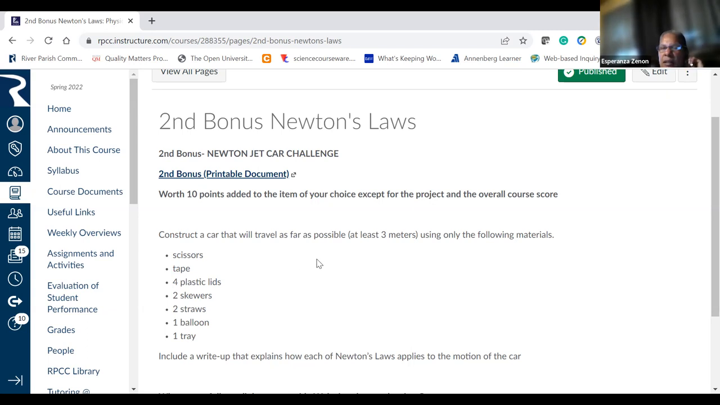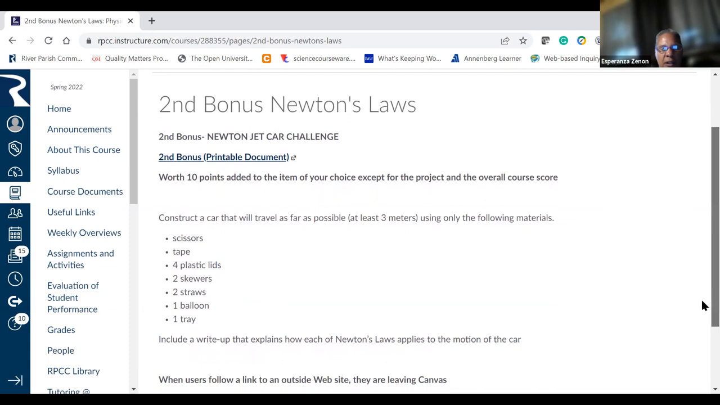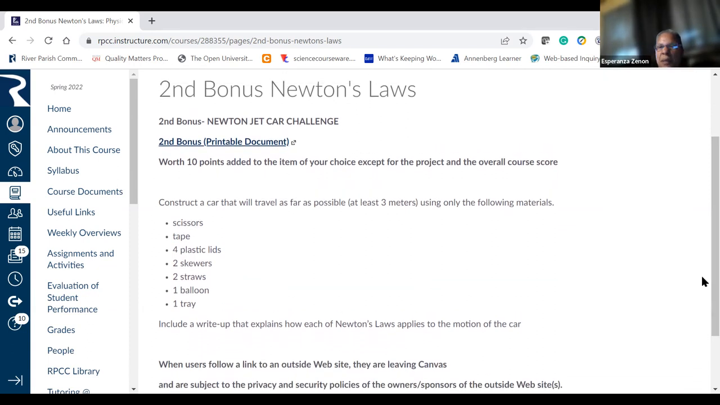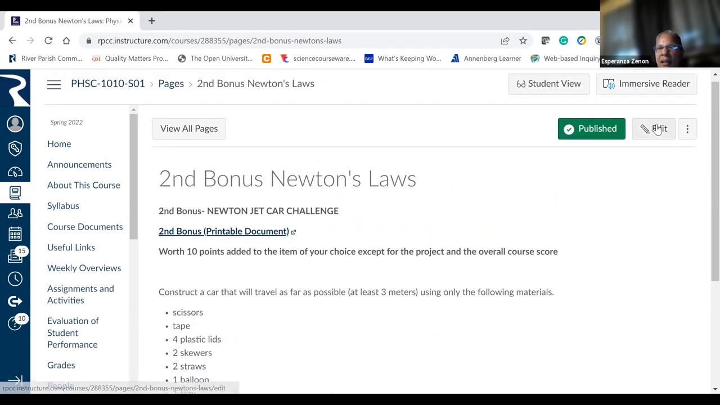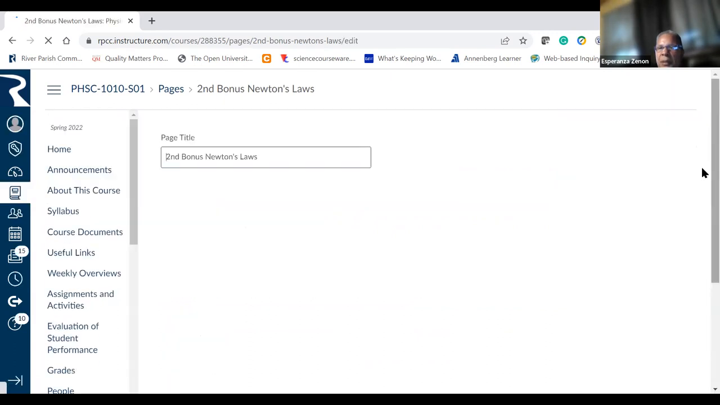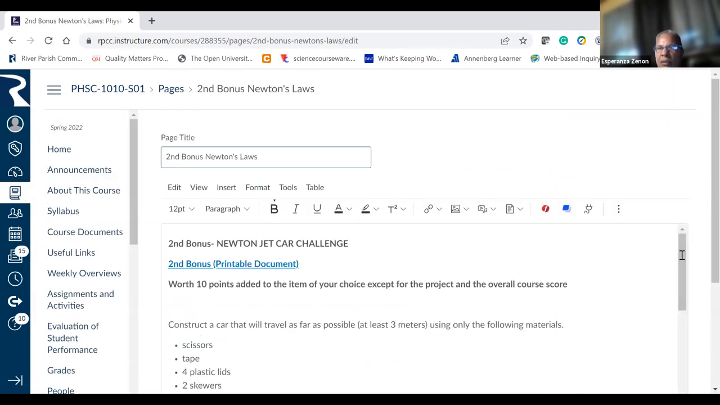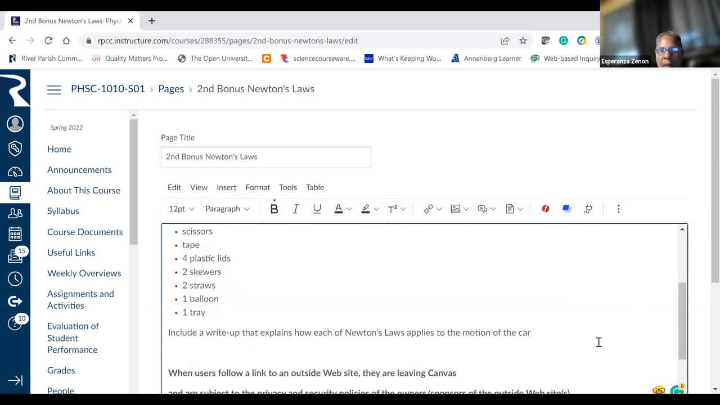And then the other thing you have to do is include a write-up that explains how each of Newton's laws apply to the motion of the car. So the two things you're going to turn in: you have to submit a picture of your car. Let me edit that right now, because I have students that send me the write-up, but they don't send me a picture or a video of the car. My question was, how am I going to know you actually built it if you don't send me something showing the car? Okay.